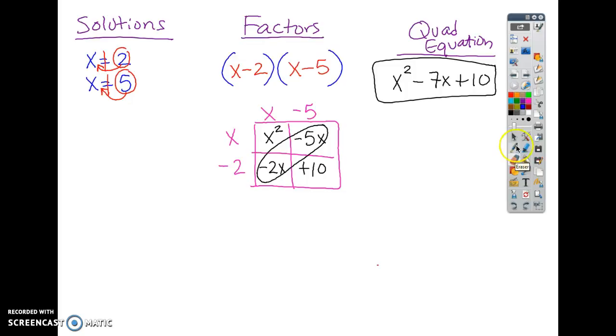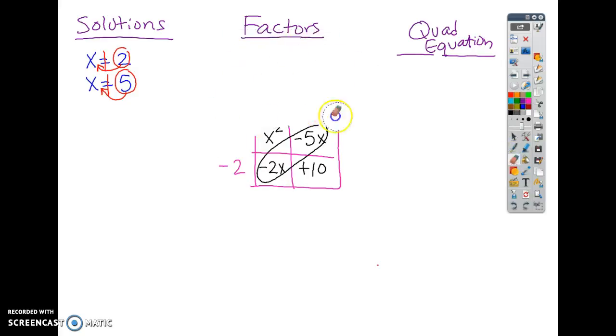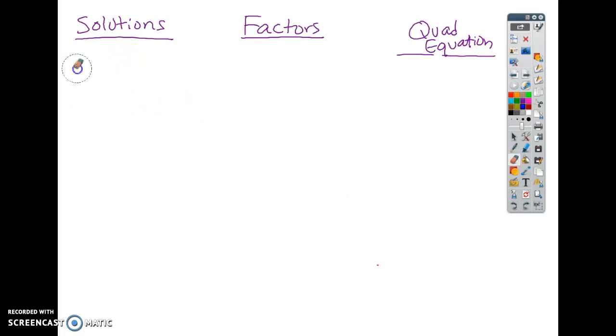Problem number 9. They gave you a positive solution and they gave you a negative solution. So your factors, one of them should be positive, the other one should be negative. Number 9, they gave you x equals negative 9 and x equals 11.